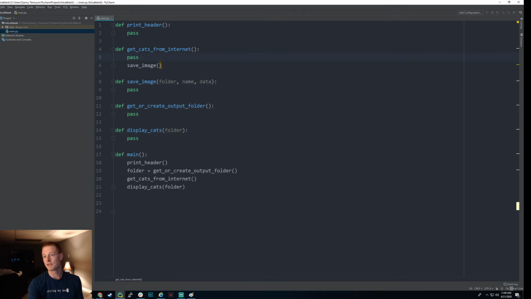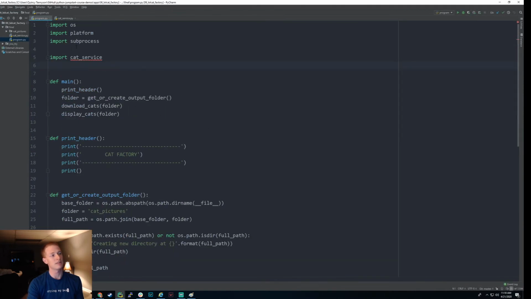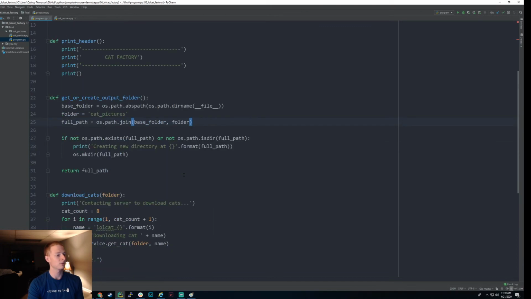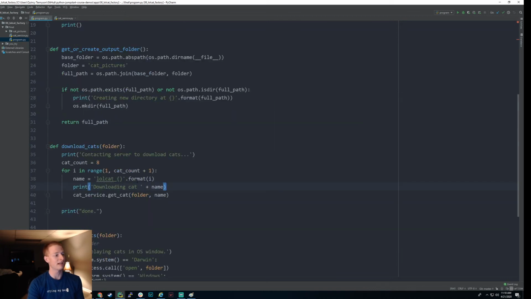So I'll show you the final code here. We're using some different modules and stuff. You can see we've got os.path in here where we're building paths or using paths from our computer to store things, create those file paths. We've got some iteration in here where we're downloading cats. It's using this cat service. So notice that I've got my code kind of separated into two different files. So when I say cat service.getCat, check this out.